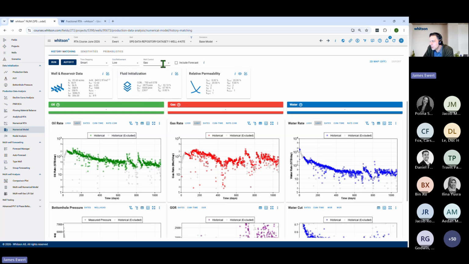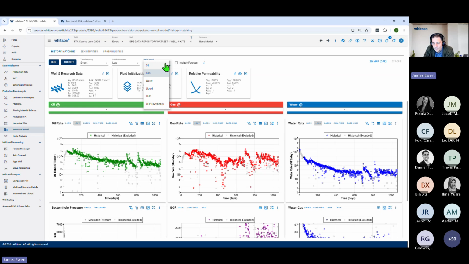Let's talk about well control. Well control is the perspective that you have on the well system itself, okay? Now there's different options here. You can use oil, gas, water, liquid. You can use the synthetic bottom hole pressure, which is really cool, or the real bottom hole pressure.